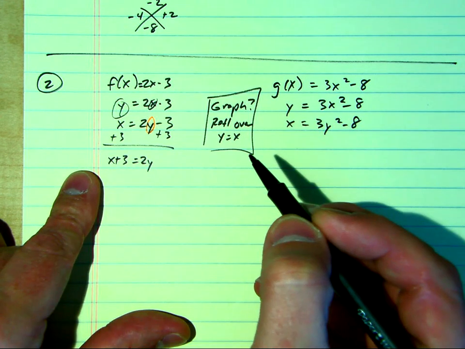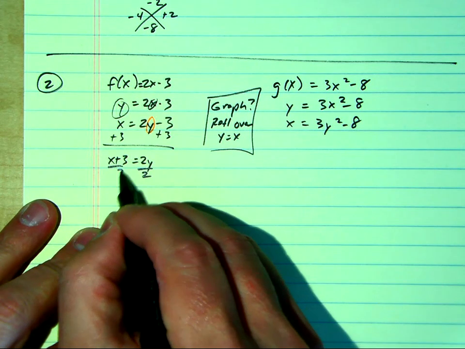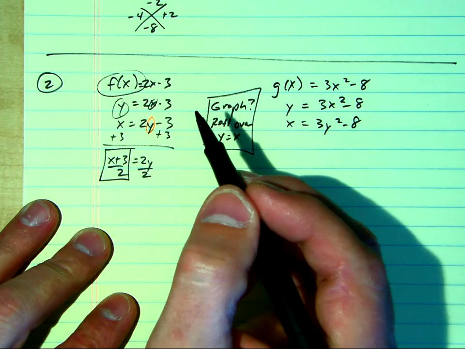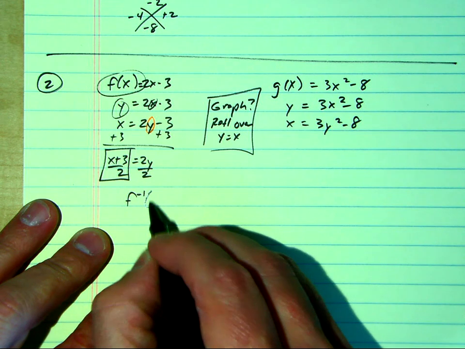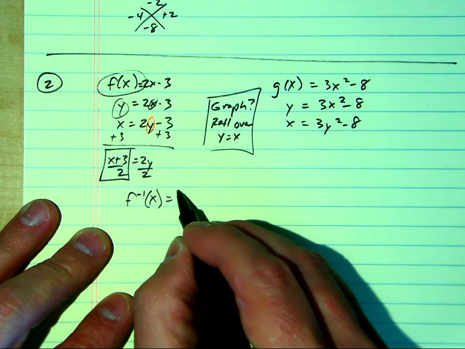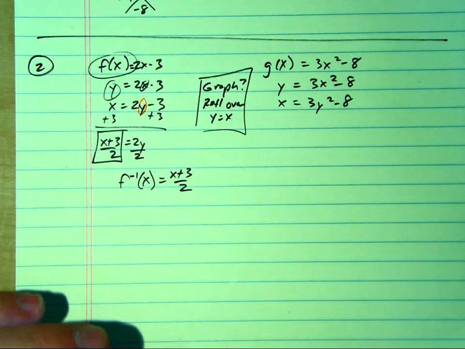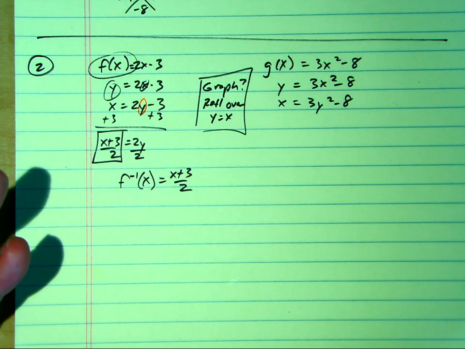Any questions on that? And what should be the last step? Divide by 2. Boom, that is my inverse. Now I can write it in function notation. I can say f inverse, that's what the -1 means, of x equals that. Any questions on that? Don't be afraid to ask questions on the videos, because sometimes it's okay for me to answer more questions that say more concepts on the videos.